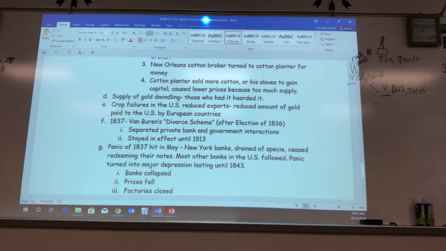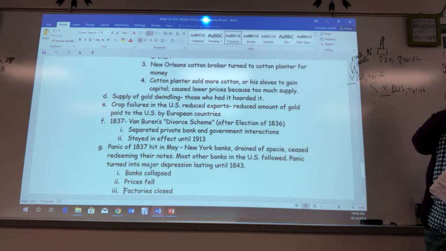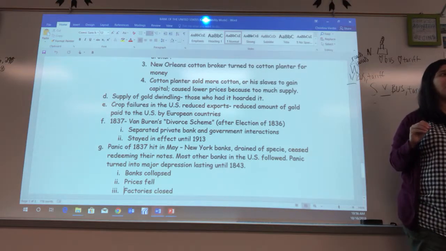So now what we're going to see is Jackson is out as president. Jackson is no longer president, but it's Martin Van Buren. Martin Van Buren realizes, did Jackson do a good thing when he took the gold out of the bank? No. So what he's going to do is the divorce scheme. He's going to say the government will no longer put money in banks. So who are they going to go to?